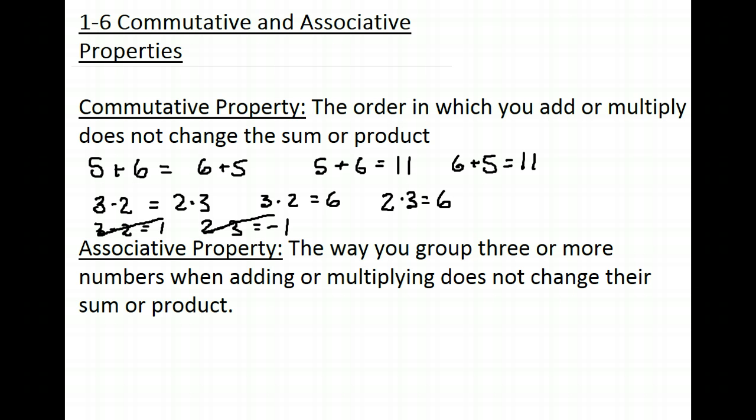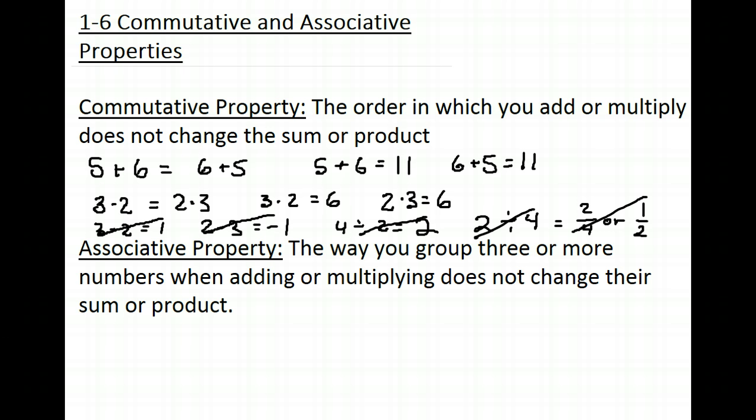The same thing is true for division. If you have 4 divided by 2, that equals 2. But 2 divided by 4 equals 2 over 4, or 1/2. So those are not the same thing. So that only works for addition and multiplication.